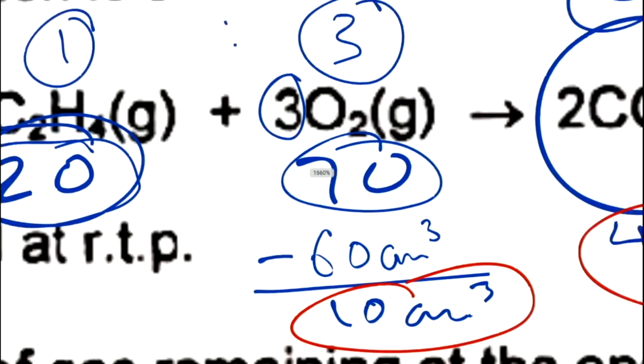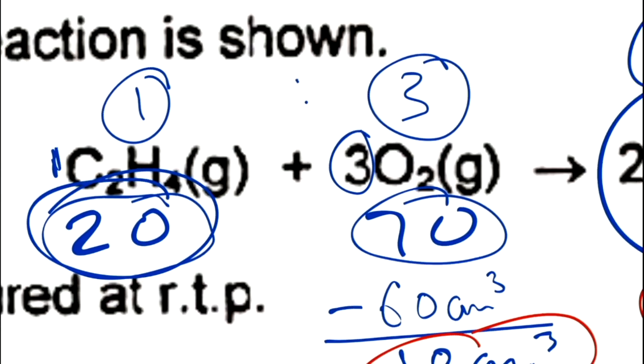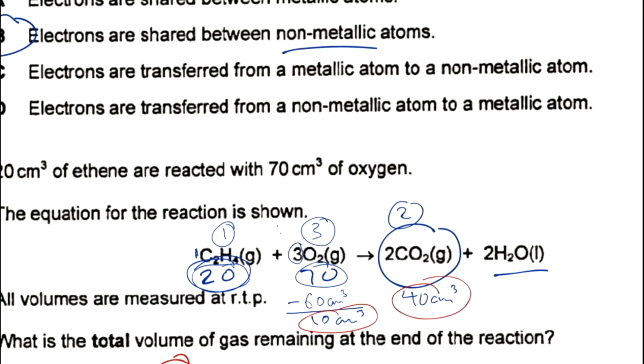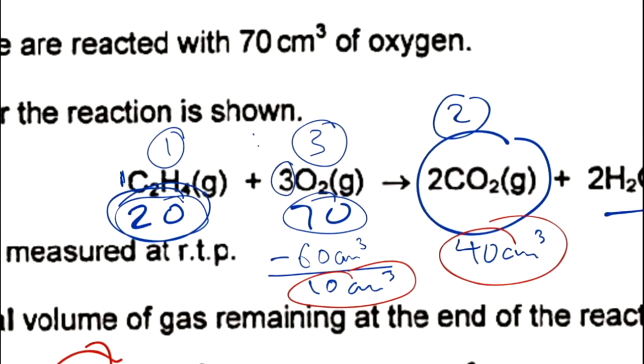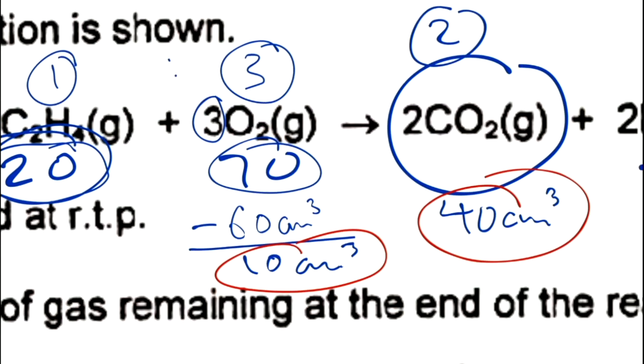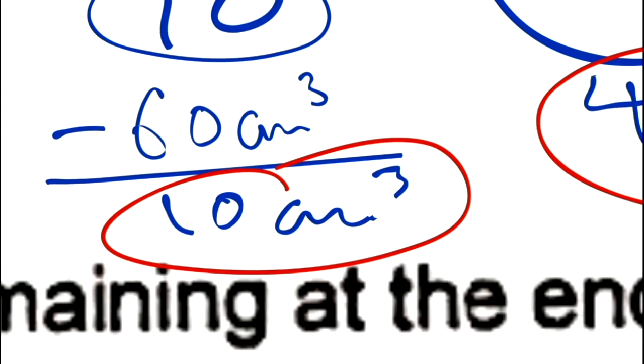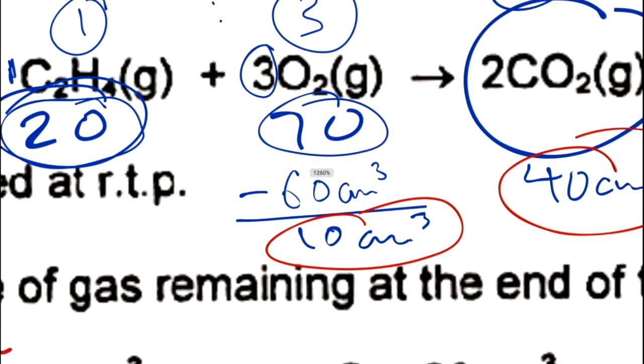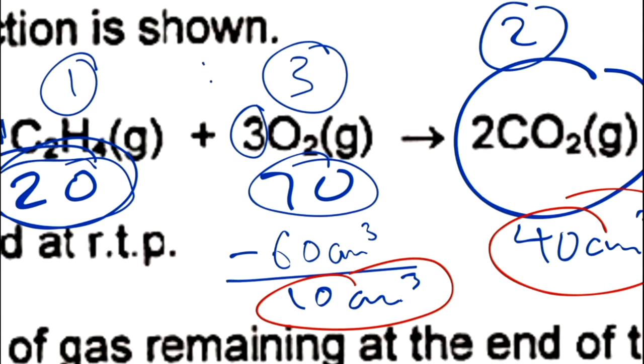Yeah. But they give us 70 of oxygen. What it means is, 70 cm cube, I will use up 60 and I'm left with 10. There is a 10 extra that is not reacted. There's leftover 10. So you calculate the difference, basically. Yeah, I'm finding the leftover. So leftover 10 cm cube of oxygen.